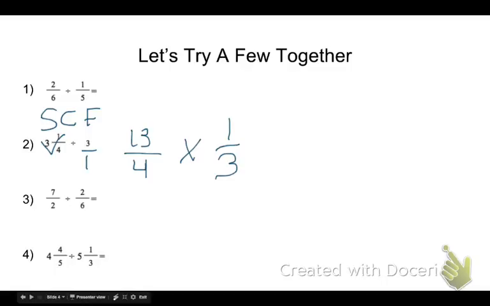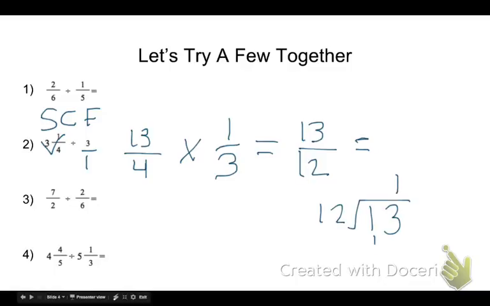Now that it's multiplication, I look to see if I can cross cancel. I cannot cross cancel in either direction again, so I go ahead, multiply straight across. 13/12. Again, that is an improper fraction. I need to do 13 divided by 12. Goes in 1 time. I have 1 left. 1 and 1/12. That is my final answer, and 1/12 is in simplest form.